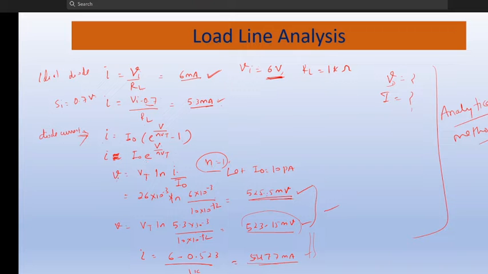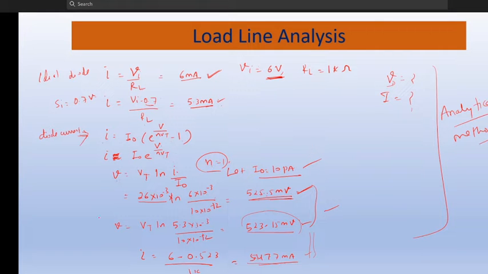So we know the value of V equals Vt log I upon I naught, because we have to find out the voltage. So V equals Vt log I upon I naught. Vt we know is 26 millivolt at room temperature. I have taken I as 6 milliampere and I naught as 10 picoampere. Just this I have considered, let I naught equal 10 picoampere. So I got a value of 525.5 millivolt.